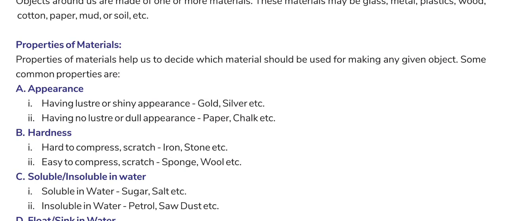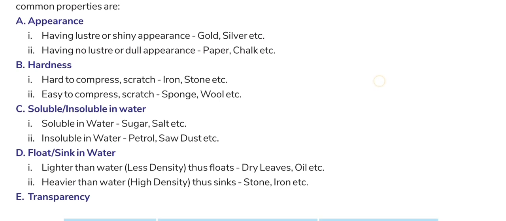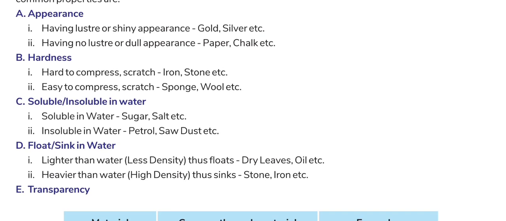Some common properties are: A. Appearance. (i) Having luster or a shiny appearance: gold, silver, etc. (ii) Having no luster or a dull appearance: paper, chalk, etc. B. Hardness. (i) Hard to compress or scratch: iron, stone, etc. (ii) Easy to compress or scratch: sponge, wool, etc. C. Solubility. (i) Soluble in water: sugar, salt, etc. (ii) Insoluble in water: petrol, sawdust, etc.